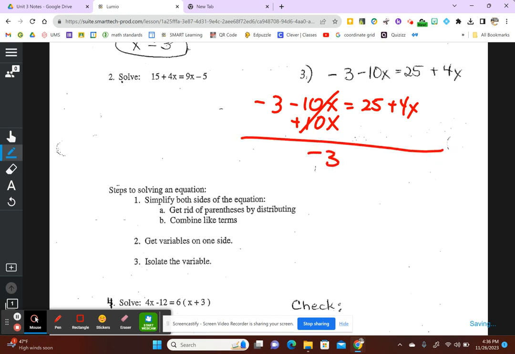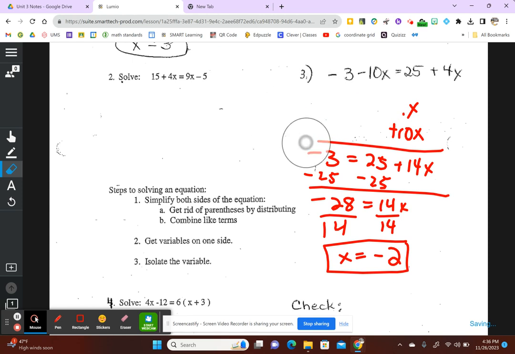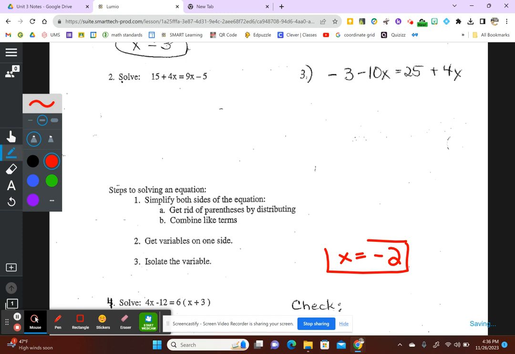I'm left with negative 3 equals, and now I have to add 10x here, 25 plus 14x. I then subtract 25, and I get negative 28 equals 14x. Divide by 14, x equals negative 2. So remember, we got that as an answer when we added 10x to both sides. And let's see if the other way will give us the same answer.